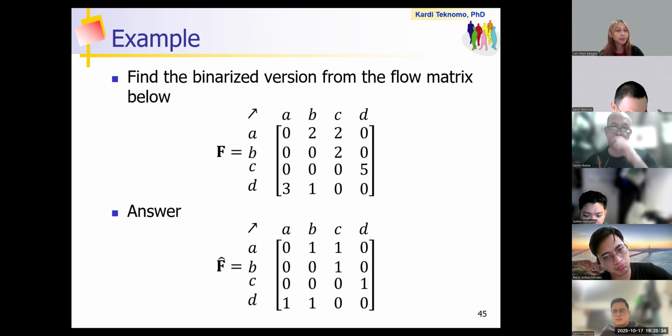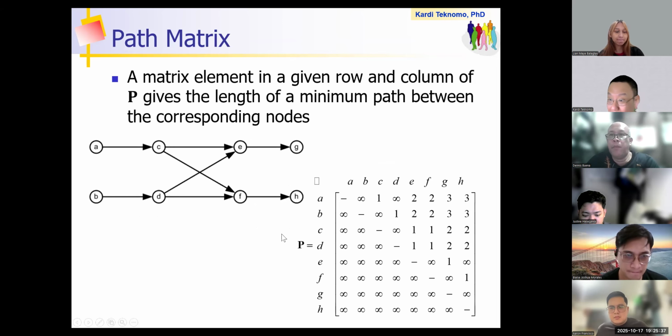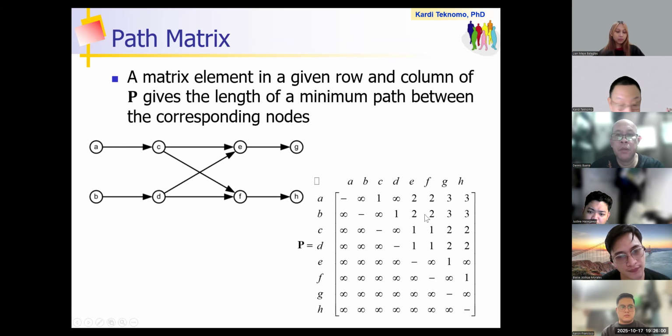Clear? Next, we have the path matrix. Here is the matrix that represents the minimum shortest path between the two corresponding nodes. For example, from A to C, how many steps? This is the number of hops, how many times it will go. So A to C is one time, right? From A to E, it will go A to C and then C to E. That means 2, right? So can you understand the meaning of this path matrix?